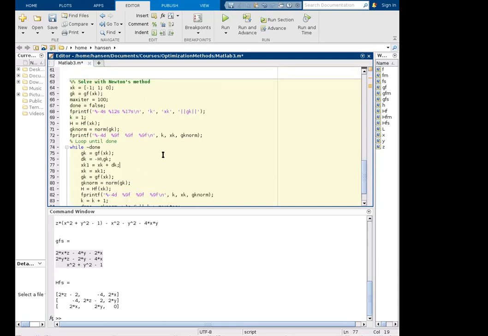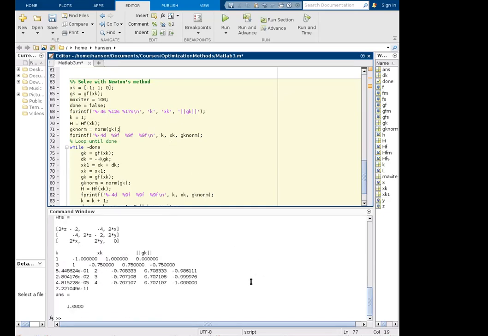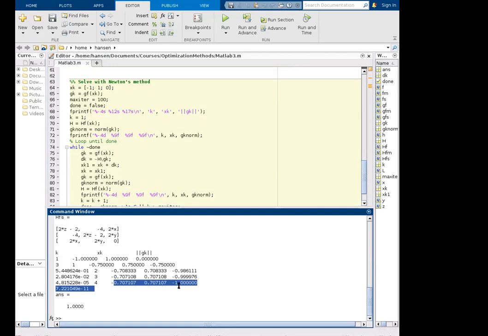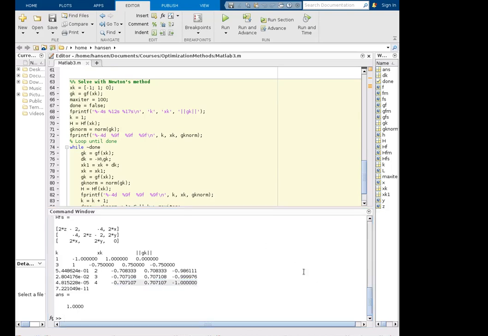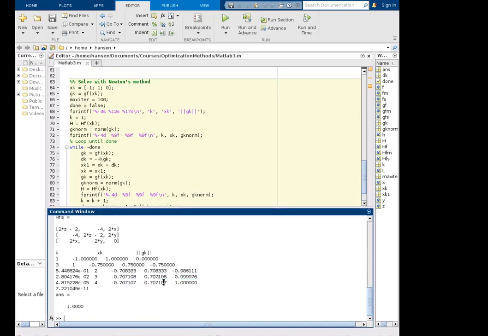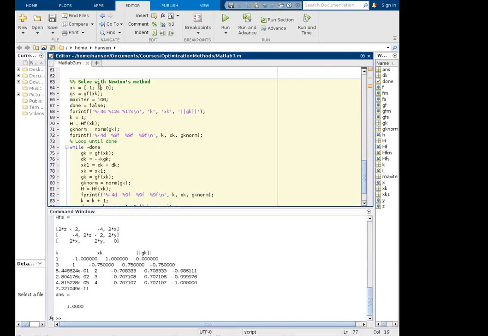And I'm going to run this and see what happens. I'm going to be running here, the answer will be 1. And the point that we will be looking at is this. It converges to minus 0.7071007 and so forth, and minus 1. So it corresponds to the first question in our first point as per explaining there in the slides.